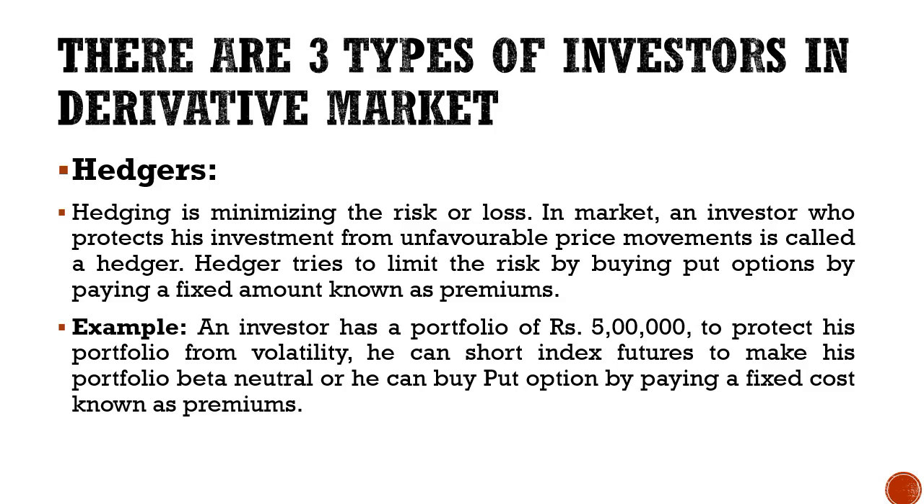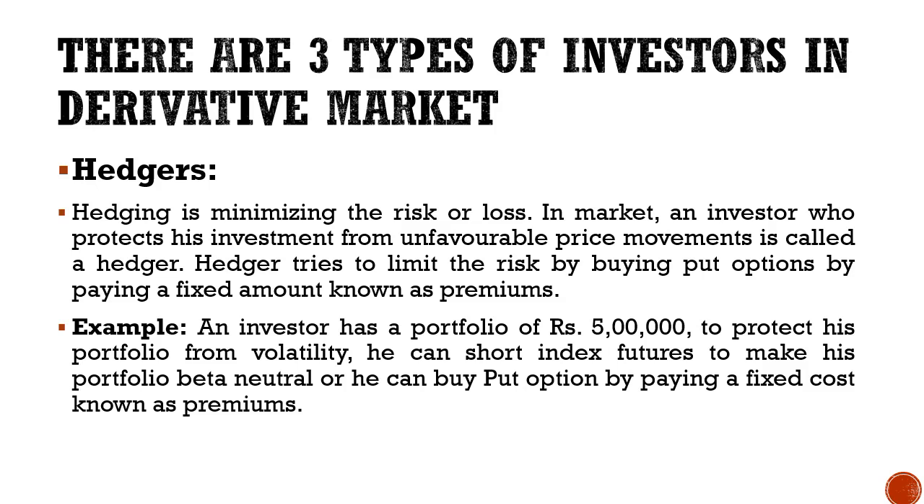For example, an investor has a portfolio of 5 lakh rupees. Now, to protect his portfolio from volatility, he can short index futures to make his portfolio beta neutral, or he can buy a put option by paying a fixed cost known as premium. So a hedger can use either short index futures or a put option in order to save his investment from the volatility of the market. So this was the second type of investor in the derivative market.